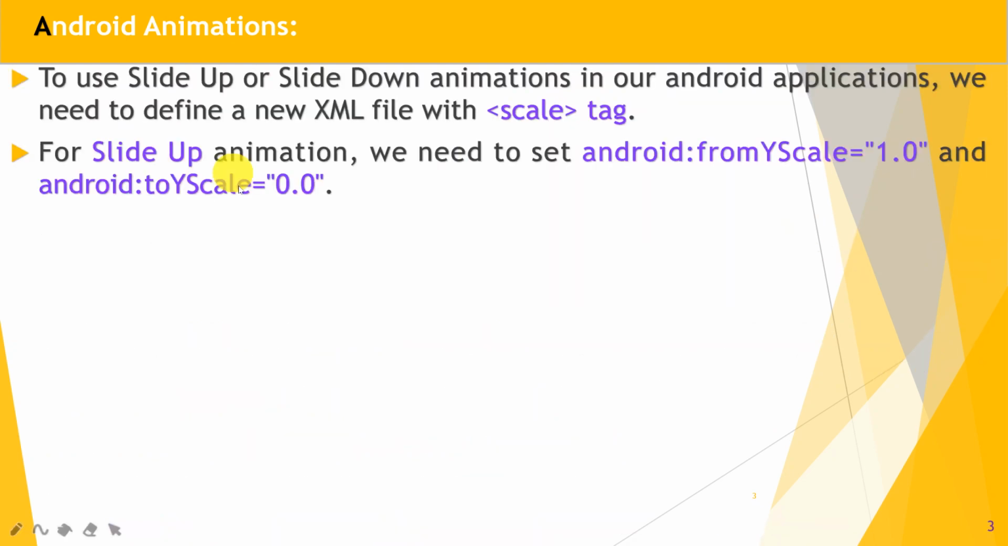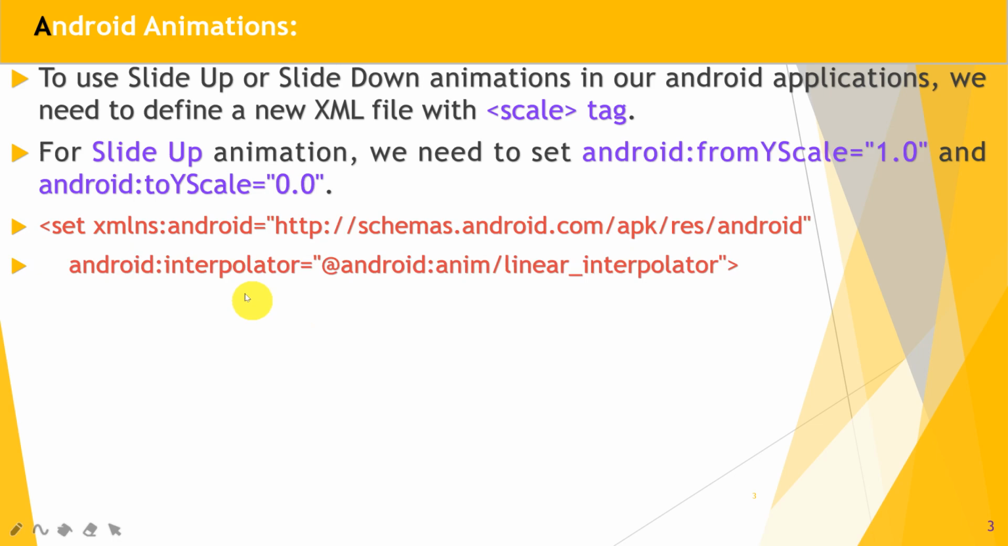So to use slide up and slide down animations in our Android applications, we need to define a new XML file with the scale tag. For slide up animation, we need to set android:fromYScale 1.0 and android:toYScale 0.0. So fromYScale and toYScale, these are two attributes we have to mention, 1.0 to 0.0. So this is about the slide up animation.